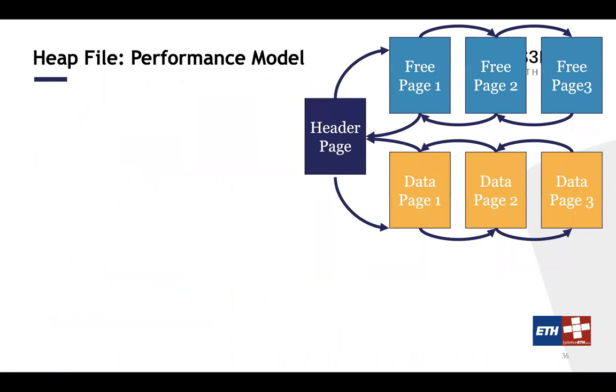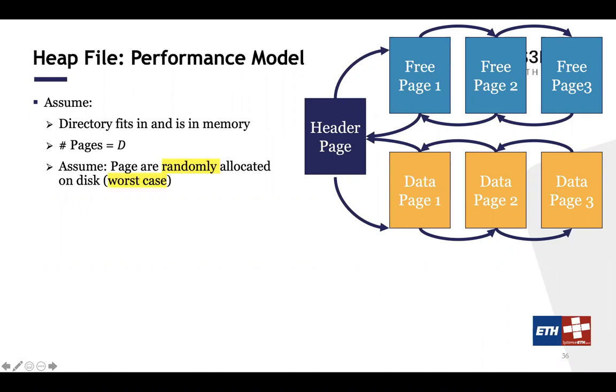So what is the performance here? Given different assumptions, we can reason about the performance. So assume that we have the linked list implementation, assume the header page fits in memory, and all the other pages are, for example, randomly allocated on disk. They could be sequential, but for this case, let's assume they are randomly allocated on disk, and assume we have D pages.